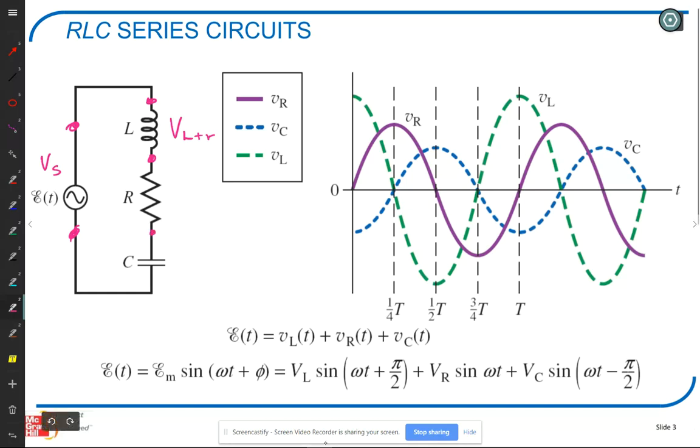Then you're going to measure V sub R, V sub C, and one more, V sub L plus r. So you're going to make 1, 2, 3, 4, 5 voltage measurements. So when it comes time in the experiment to make these measurements, I want to be clear what you're measuring.